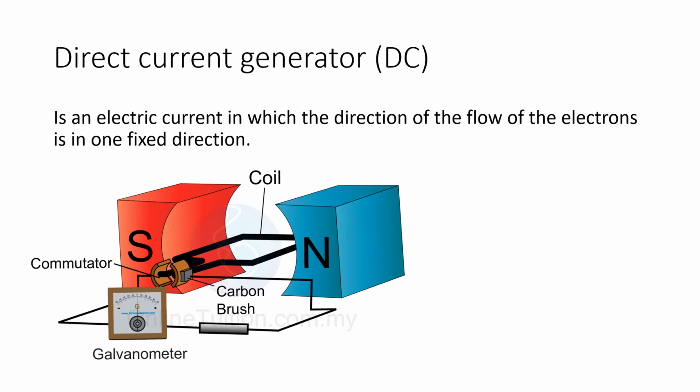Now we learn about direct current generator, DC current. DC is an electrical current in which the direction of the flow of the electrons is in one fixed direction. For direct current, the setup has a coil, commutator, carbon brush, and galvanometer. This is the preparation for the direct current generator.